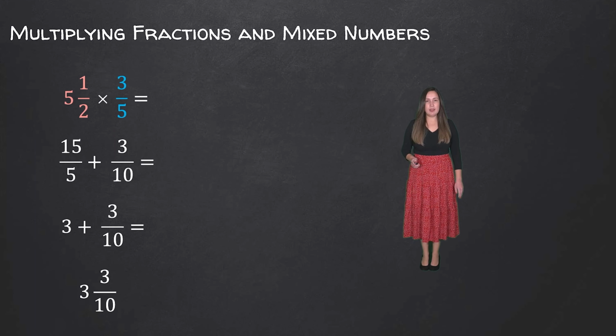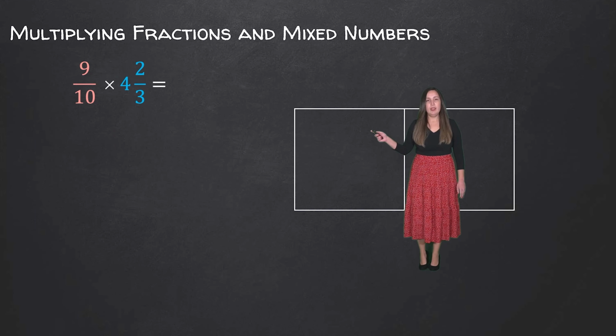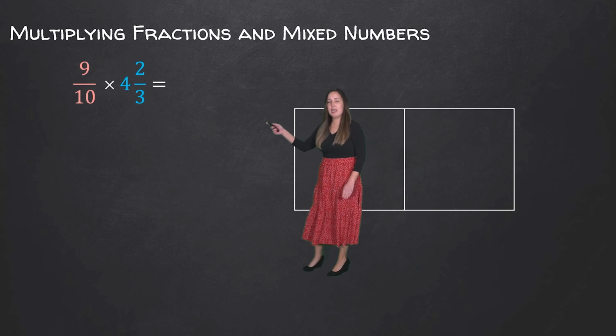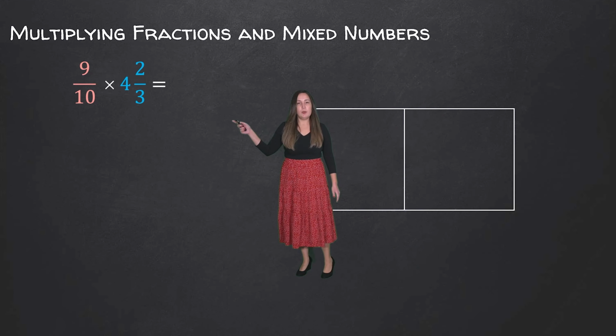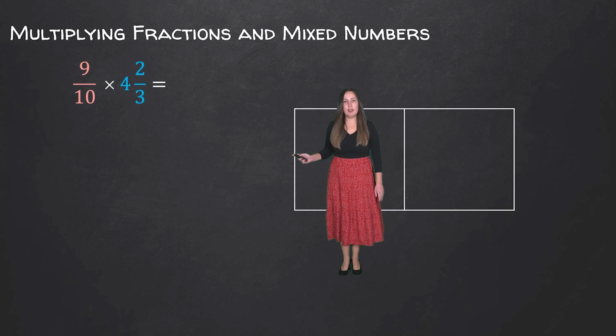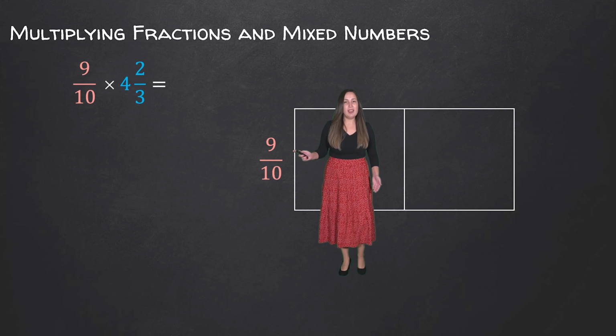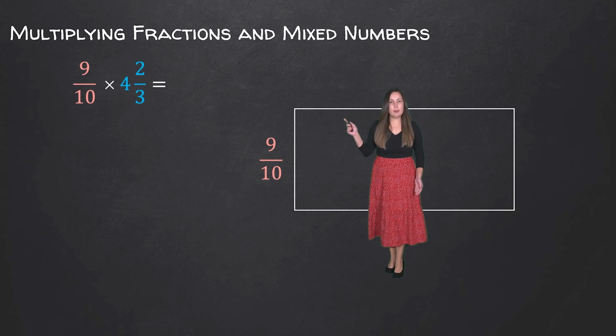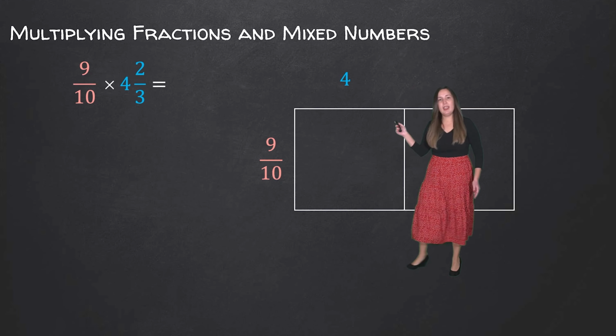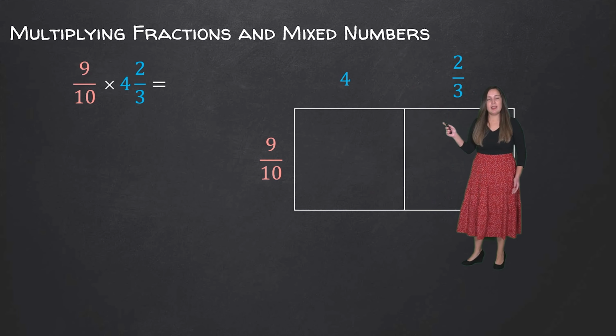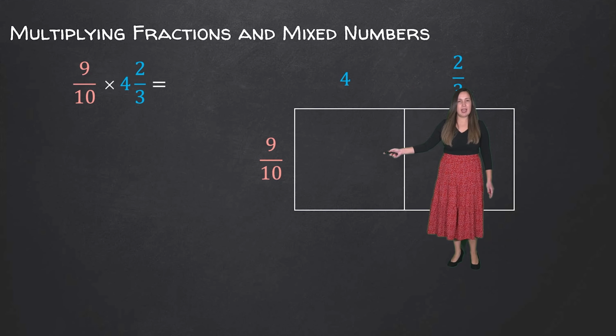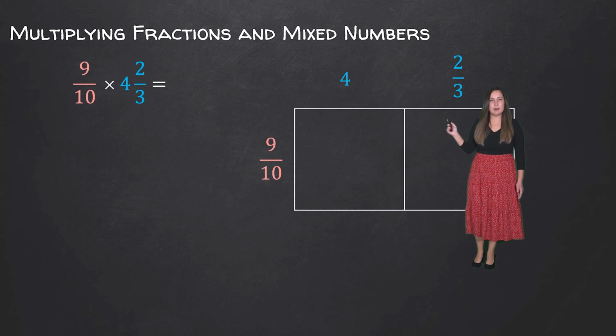So let's do another example. Here we have 9 over 10 times 4 and 2/3. We're going to take the 9 over 10 and write it by itself over here. And then for our mixed number, we're going to separate our whole number and our fraction. And then we're going to multiply 9 over 10 times the whole number in our mixed number, and then 9 over 10 times the fraction in our mixed number.